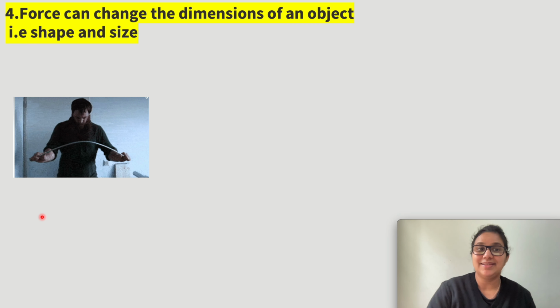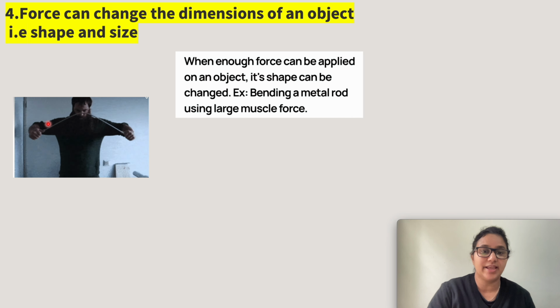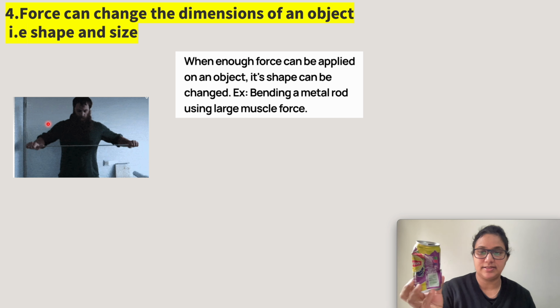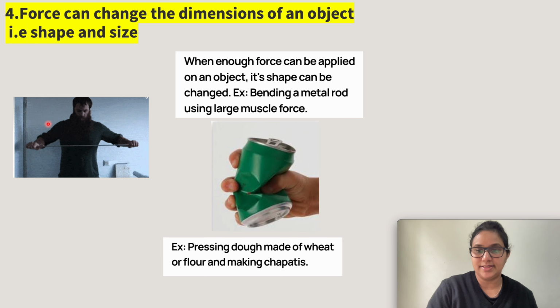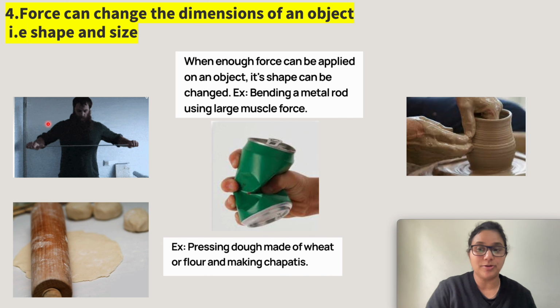Next, force can change the dimensions of an object, that is, its shape and size. When enough force is applied on an object, its shape can be changed. Bending a metal rod using a large muscular force. Another example, thrashing this can. Its shape is changed, dimension is changed, size is changed. Another example, pressing dough made of wheat flour to make chapati. Another is pot makers. These are all examples of force that can change the dimensions of an object.